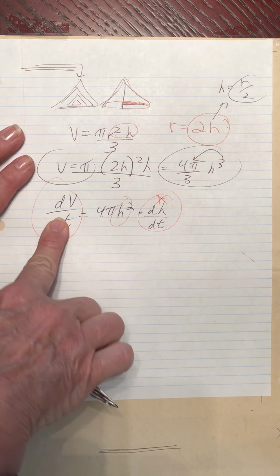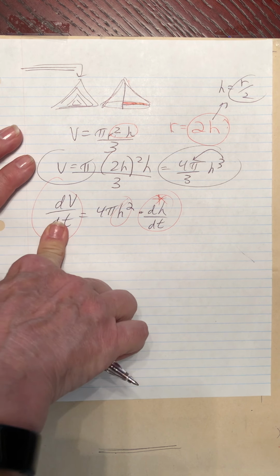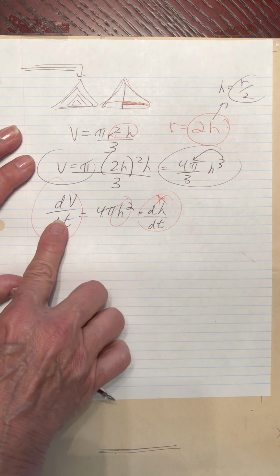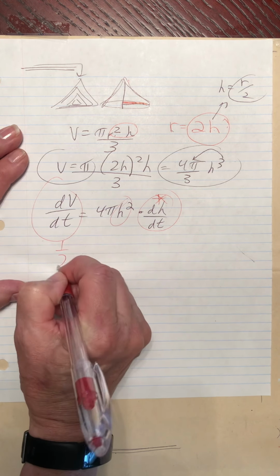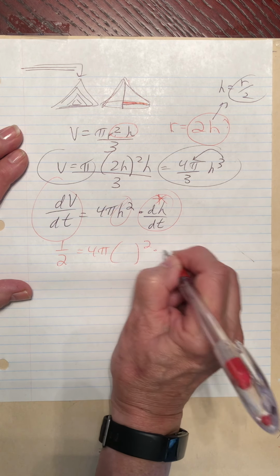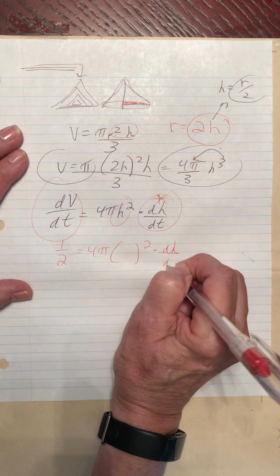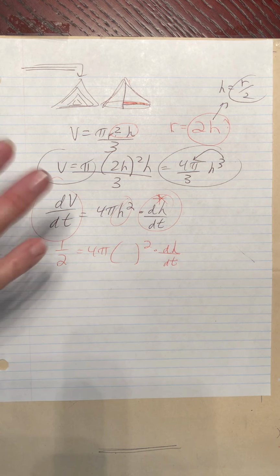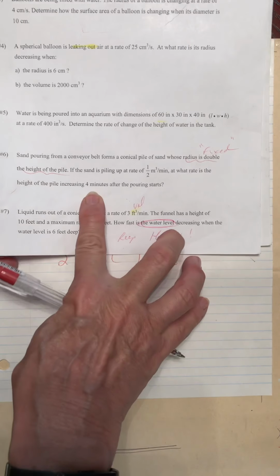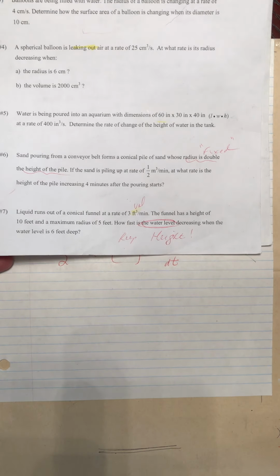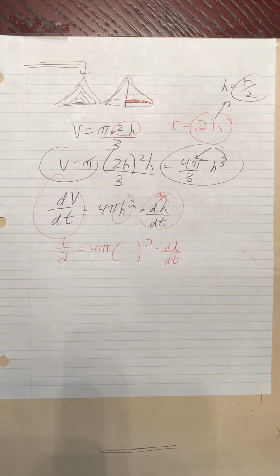So did they tell me how the volume is changing? Yes, it did. It said it's increasing at a 1/2 cubic meter per minute. So I know this. I can put in a half right here. And then I need to put in height, and I need to square it. So do I know the height of the pile of sand? They're saying, well, it's going to be 4 minutes after the pouring starts. This makes it tougher. So 4 minutes after the pouring starts.